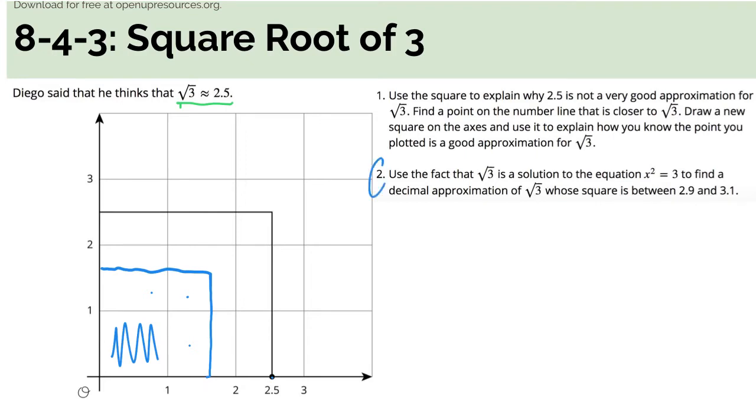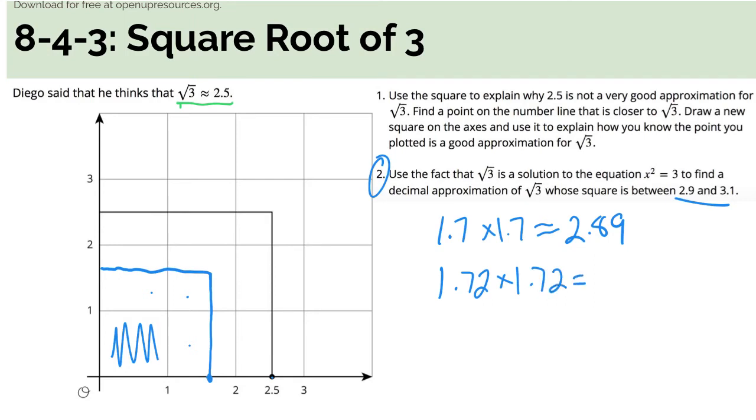And so for number 2, we are going to try to find a number that is close to the square root of 3. On my number line here, I'm going to start with 1.7, and 1.7 times 1.7 is 2.89. Now we want it to be between 2.9 and 3.1, so I need to adjust that a little bit. So I'm going to do 1.72 times 1.72, and I get approximately 2.96. And so that's pretty close.